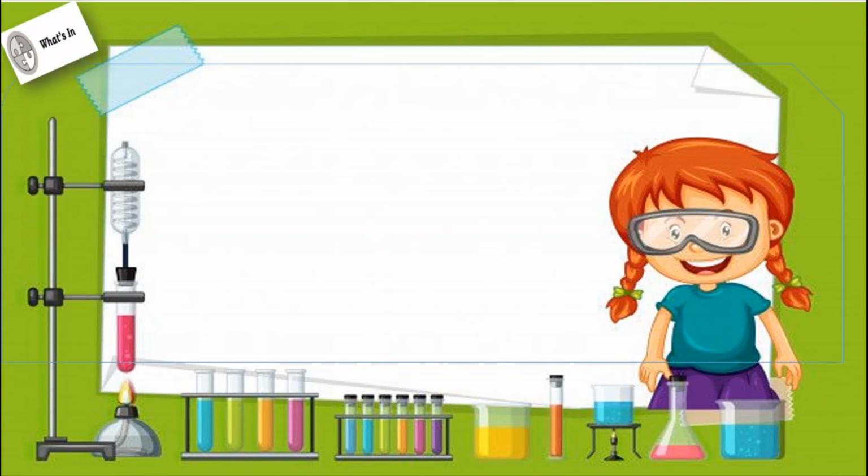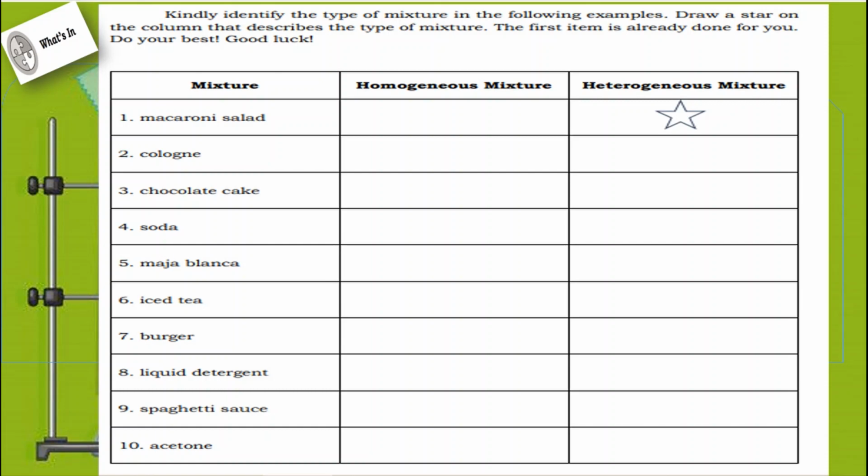Okay, still we are in what's in. Okay, activity na siya, class. So, kindly identify the type of mixture in the following examples. For your task, you draw a star on the column that describes the type of mixture. The first item is already done for you.